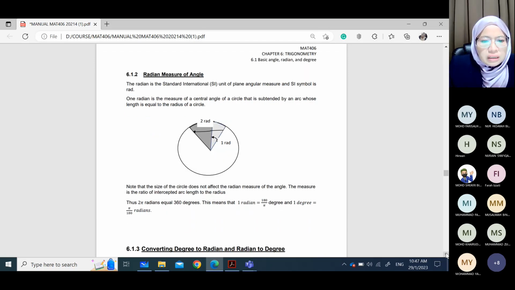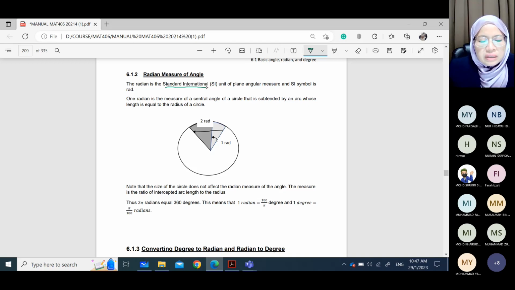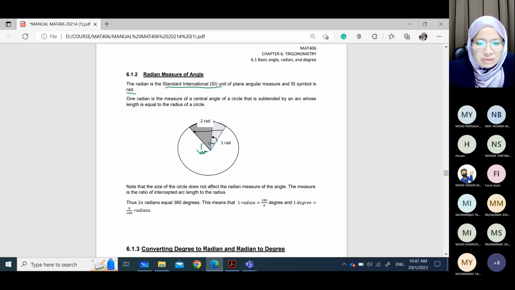Okay, so kita tengok ni radian measure of angle. So the radian is a standard international or SI unit of plane angular measure and the SI symbol is rad. So kalau you nampak dekat sini, ini adalah radius. So this one is a radius. So kat sini adalah 1 radian. Macam tu. So yang ni kita panggil sebagai 2 radian.